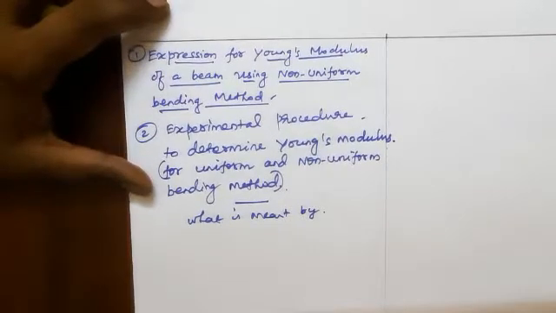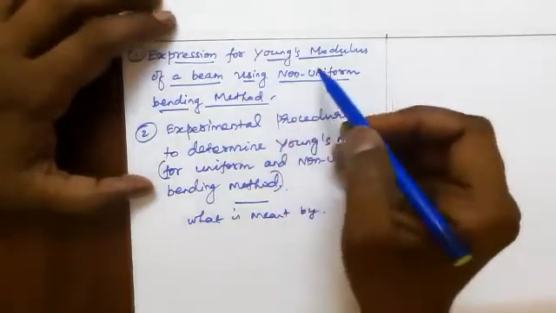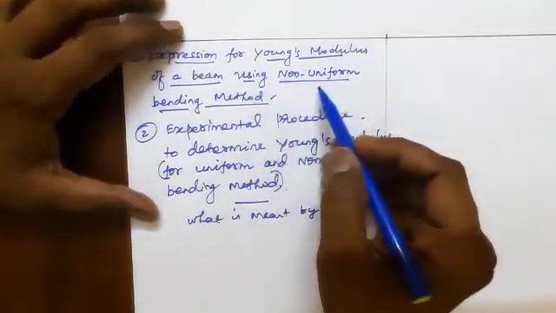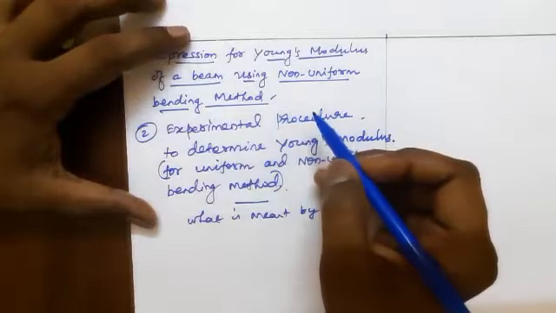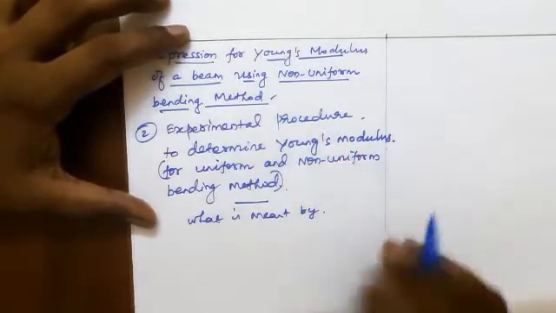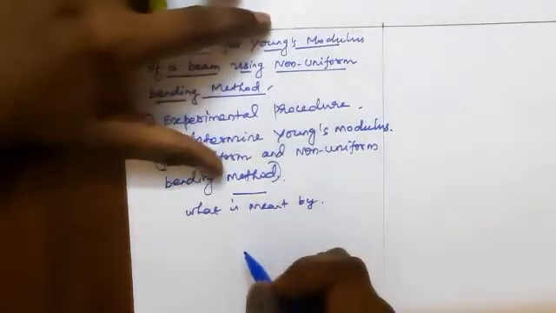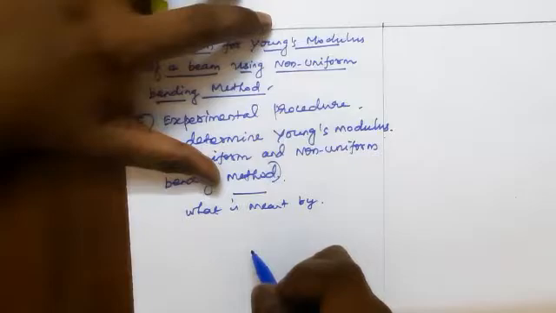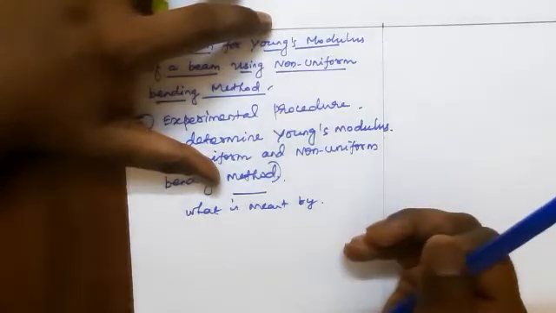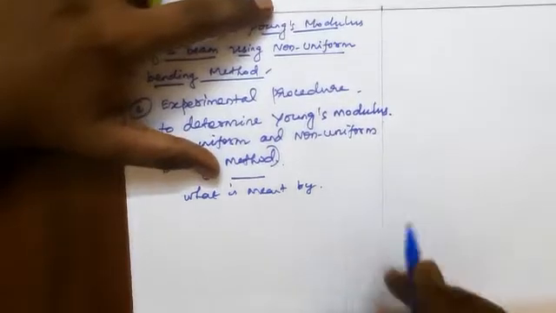In this lecture, we are going to derive the expression for Young's modulus of a beam using the non-uniform bending method and the experimental procedure to determine Young's modulus. What is the uniform bending method? We have discussed it in the previous lecture. Now just recall that.